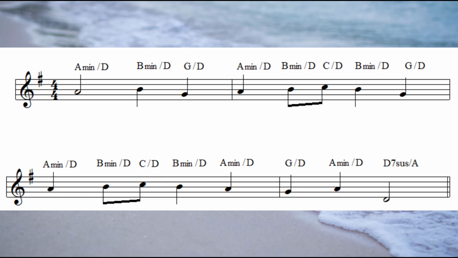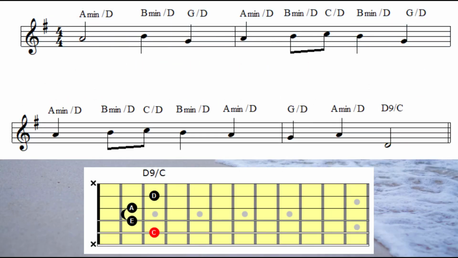Now let's try the same idea with a different transition chord. This time I'll use a D9 with a C bass. Okay, could you hear that new transition chord? That's the chord we haven't used so far. And as we've said previously, a new chord gives us a new flavour or a new colour.